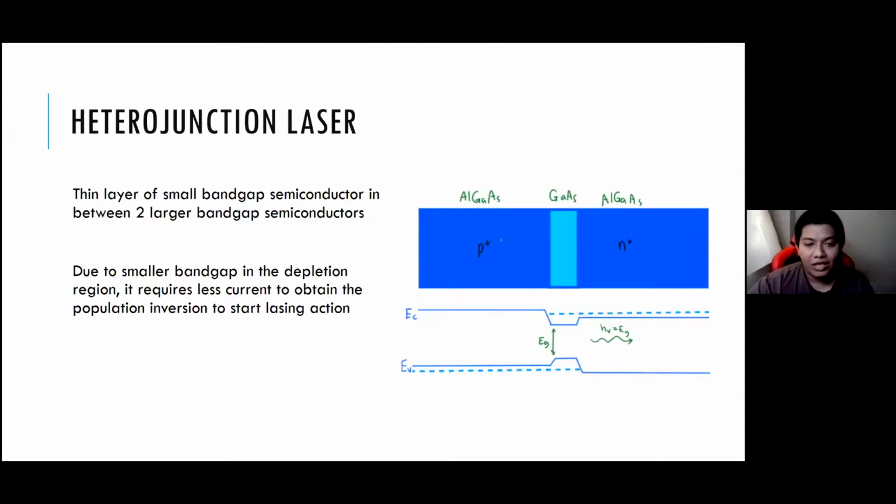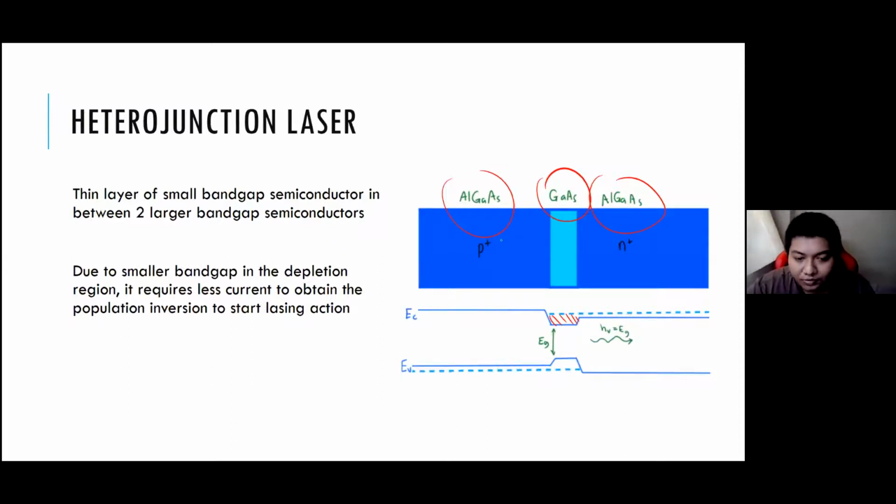semiconductors. So as demonstrated here, we have gallium arsenide and aluminum gallium arsenide, which are on the left and right. This is just to demonstrate the Fermi level and the active region. So what happens here is that the active region will be here for the electrons, and here will be holes, and the recombination would happen in the middle part.